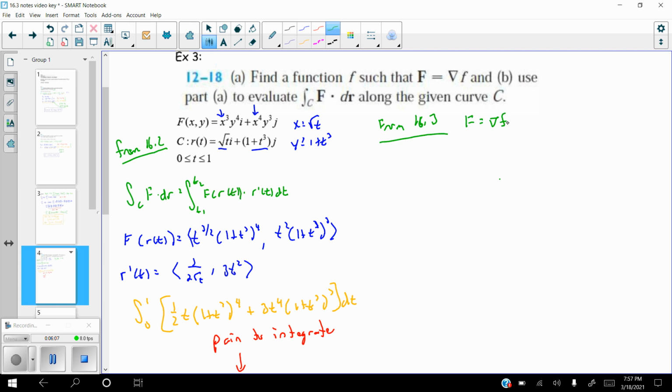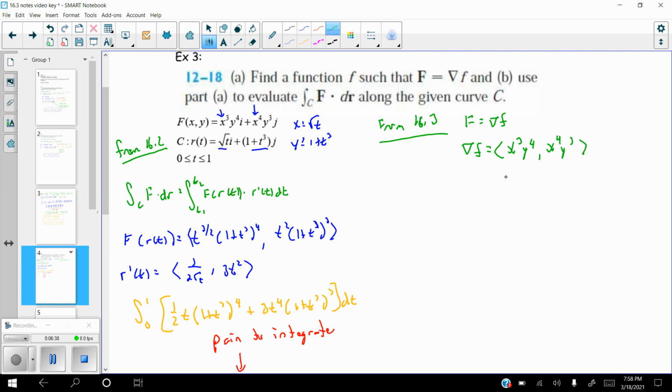Okay, it's telling us that up in part A there. It says, find a function lowercase f such that capital F is the gradient of lowercase f. So it's telling us that this has to exist. Well, if that's the case, then let's define the gradient. The gradient of f is going to have to be x cubed y to the fourth, x to the fourth y cubed. Okay, that's given to us.